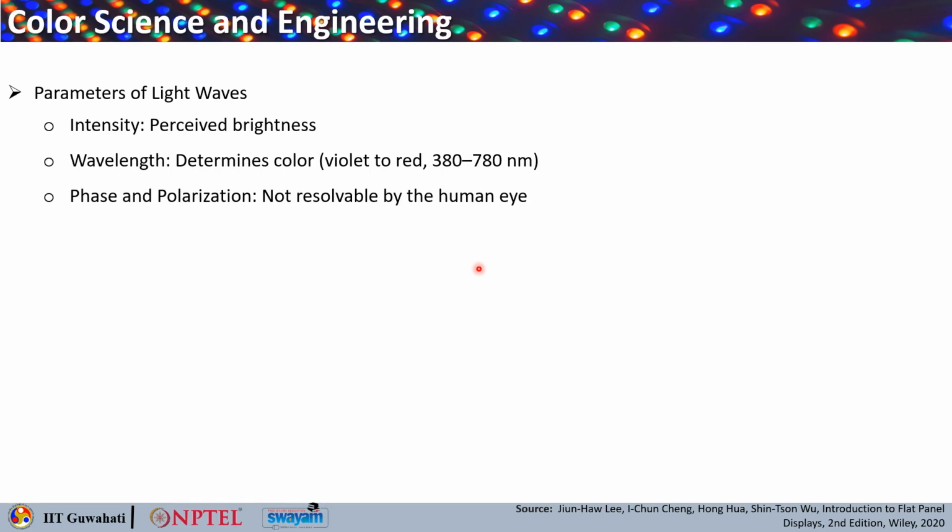Now, let us look into the parameters of light waves. So, a light wave can be characterized by intensity, that is directly connected to the brightness. Then you have wavelength, which is important for determining the color. So, typically we are only concerned about the visible range, that is from violet to red, 380 to 780 nanometer in wavelength. These are the vacuum wavelengths. Okay. Then the phase and polarization, typically these two things are not resolvable by human eyes.